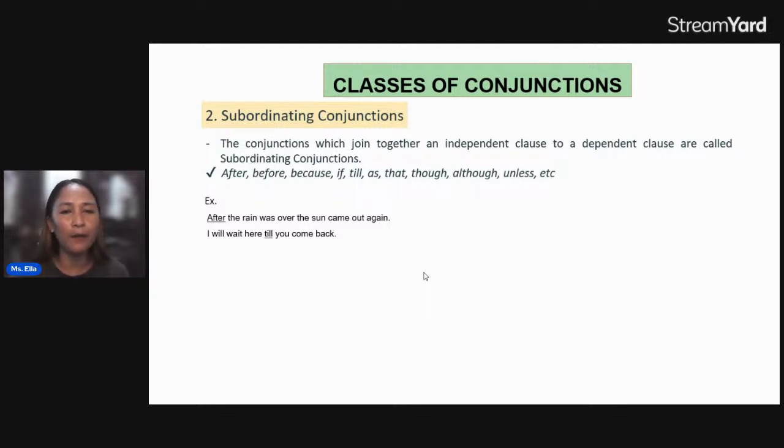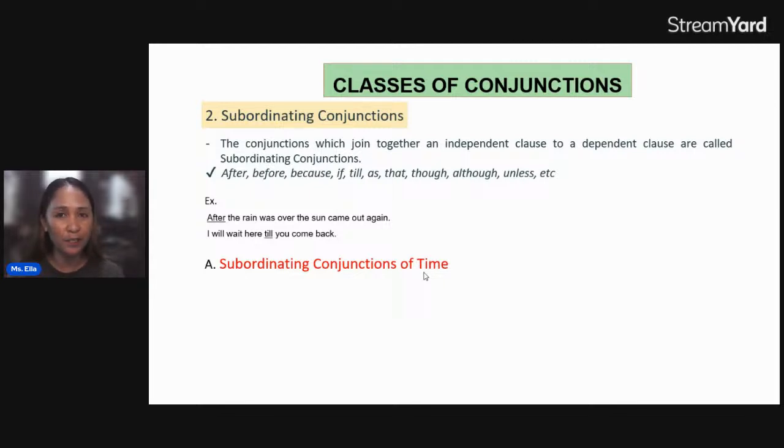Okay, now how about the second sentence? We have here, "I will wait here till you come back." Again, "I will wait here till you come back." You see, these are subordinating conjunctions. Now, for subordinating conjunctions, there are subtypes also.